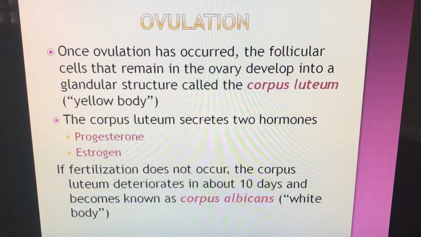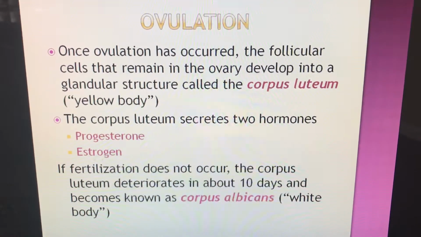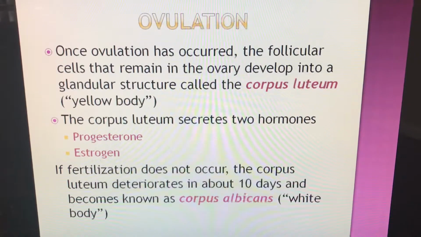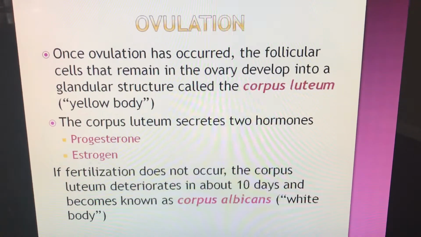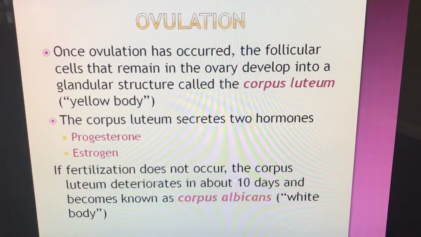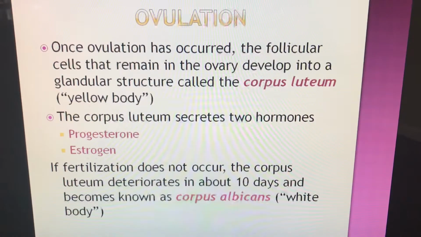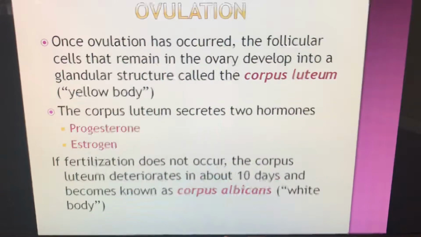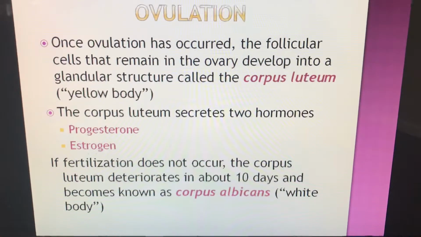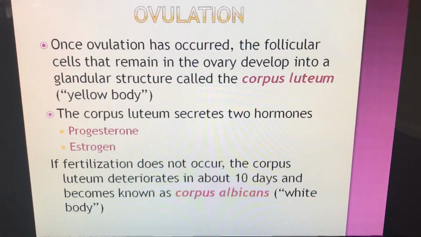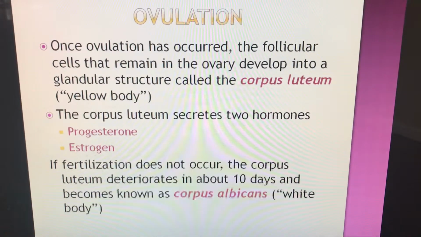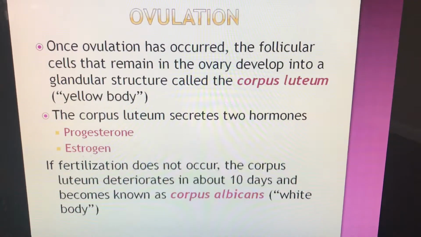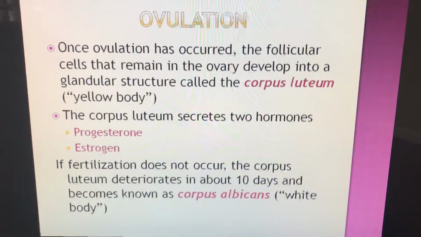Once ovulation has occurred, the follicular cells that remain in the ovary develop into a glandular structure called the corpus luteum, which is known as the yellow body. And the corpus luteum secretes 2 hormones, progesterone and estrogen. If fertilization does not occur, the corpus luteum deteriorates in about 10 days and becomes known as the corpus albicans, which is the white body.